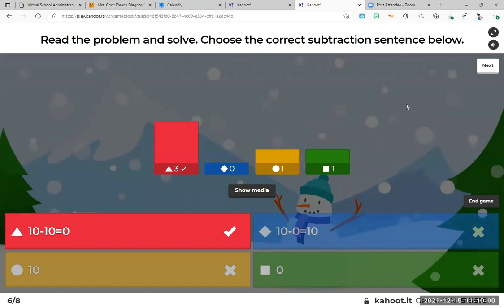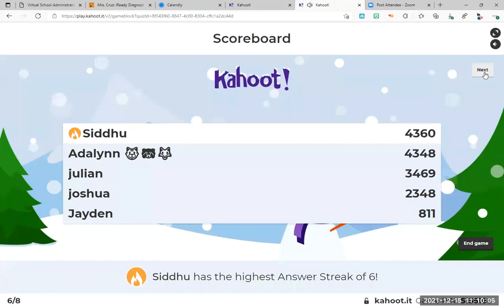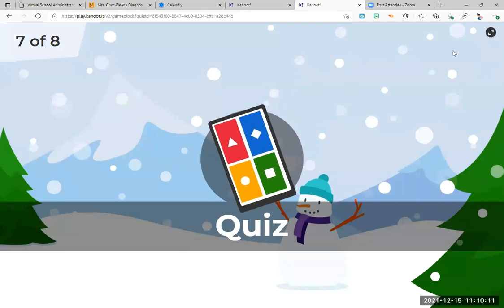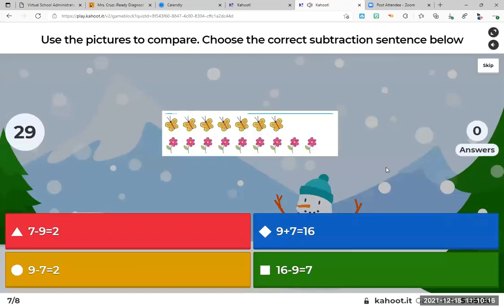All right, so let's go on to the next one. 2 more. Woohoo. He's on fire. Andy's on top. Oh my goodness. All right, let's try the last 2 questions. Use the pictures to compare. Choose the correct subtraction sentence below.